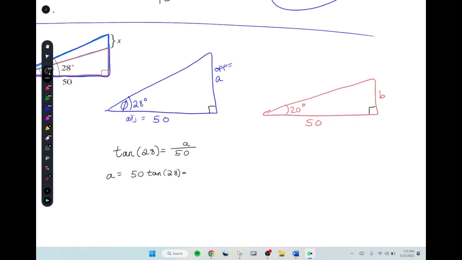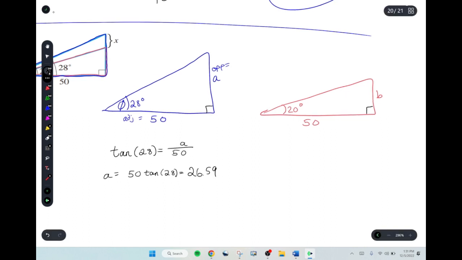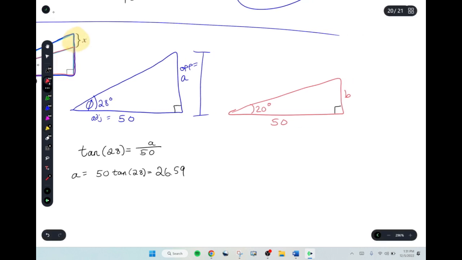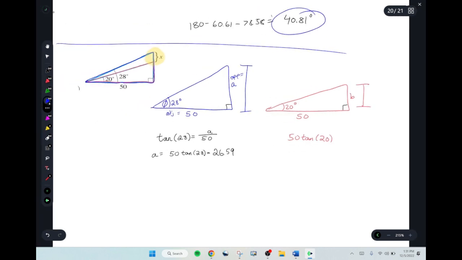Oh, you got it already? What'd you say? 26.15. Okay. Well, that's just this tall side. We want this little X, this highlighted section right here. Do the same thing over here for this side, and then just subtract them. So this one would be 50 tangent 20. And then we're going to subtract blue minus red.